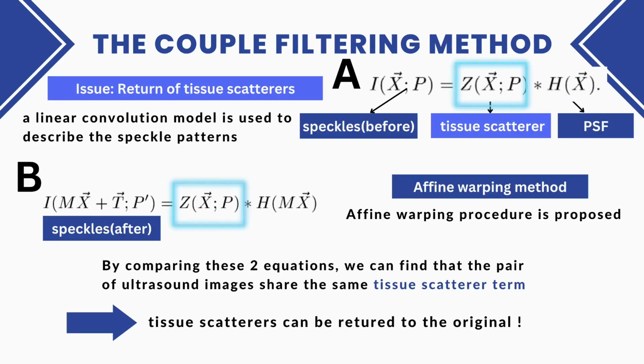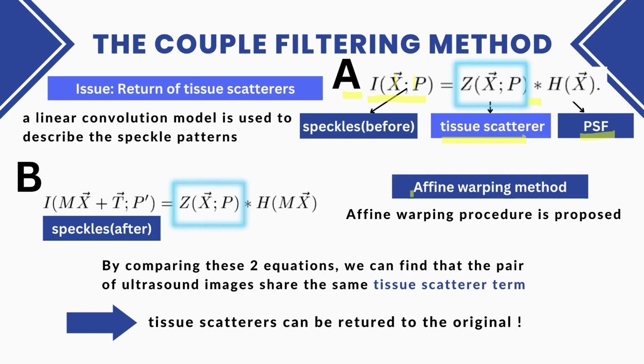Before we go into the program, let's talk about how the couple filtering method works. First of all, we take the image of the tissue before deformation and the image of the tissue after deformation. Let's look at equation A on the top right-hand corner. The speckle of the tissue will be represented by the variable I, in which x is a position vector and p is a refractive coefficient. We can see the speckle before deformation is equal to the convolution of the tissue scatter and the point spread function, also known as the PSF.